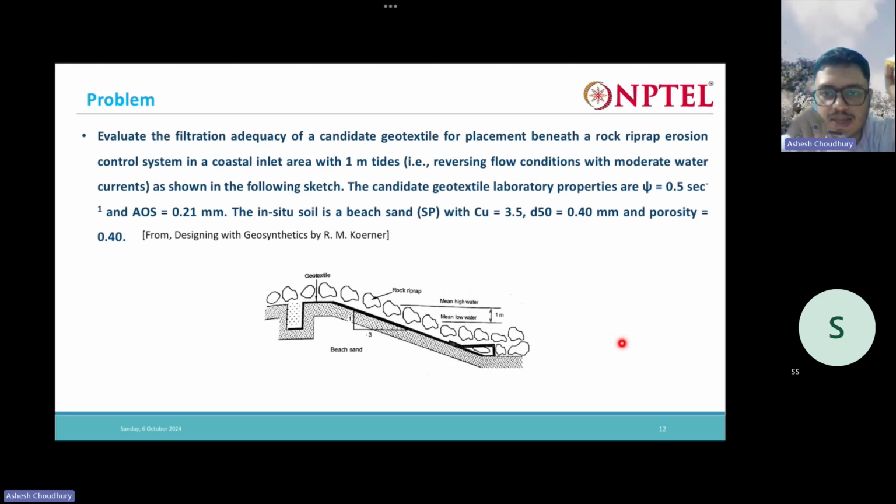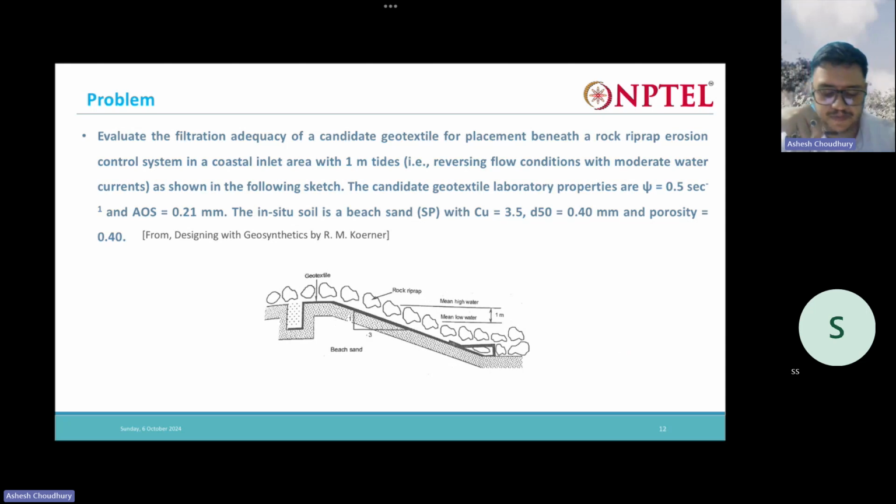The candidate geotextile laboratory properties are a permittivity of 0.5 per second, inverse, and an aperture opening size of 0.21. The in situ soil is a beach sand, a poorly graded sand with a coefficient of uniformity of 3.5, D50 of 0.4, and porosity 0.4. Okay, so let us evaluate the filter adequacy, whether this candidate geotextile is suitable for this purpose or not. We have to check this.